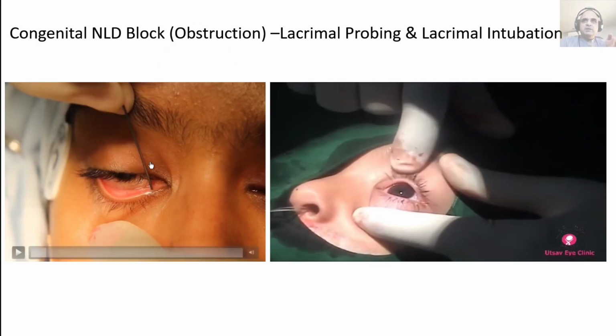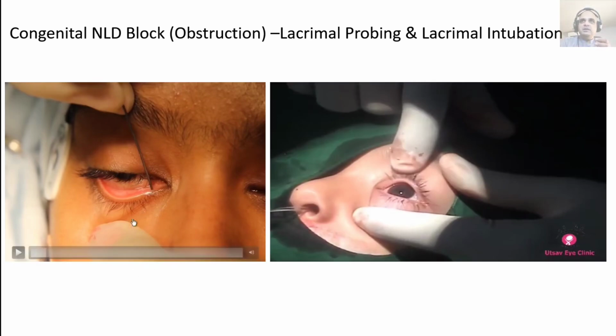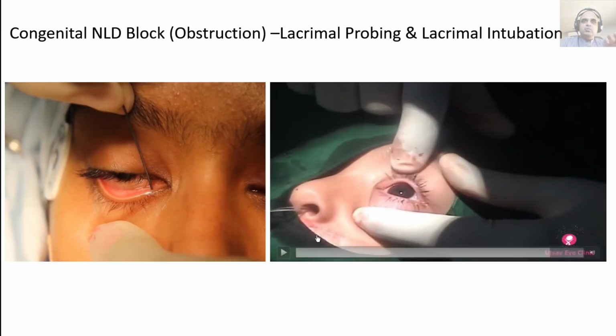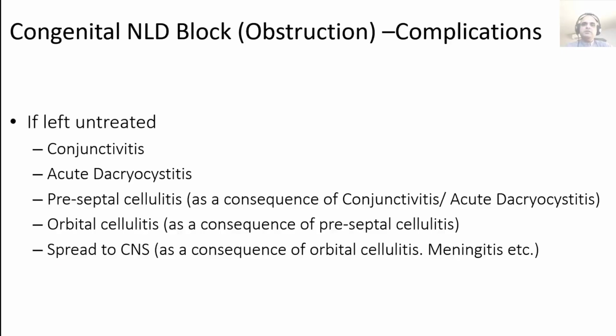Probing works 90% of the time. A second probing would work even more, and an intubation would have even more success. I honestly haven't had to do a dacryocystorhinostomy because of a congenital obstruction. Most of the time, 90% of the time, simple massage works. If massage doesn't work, then probing works. And I think I've only had to do one intubation to open a passage up in a baby, where massage as well as probing had failed. So what are the consequences of a congenital obstruction that's left untreated?